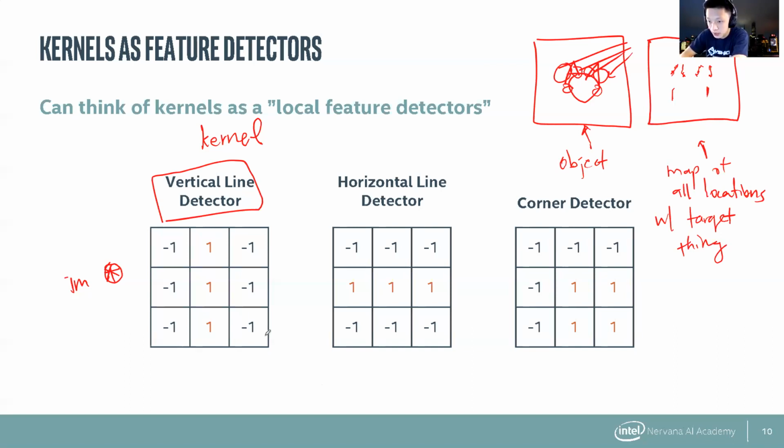If you look at the kernel itself, you might realize that it sort of makes sense. It's got -1s on the sides and 1s in the middle. So intuitively, this might look like a vertical line detector to you. There's also a horizontal line detector. There's a corner detector and all sorts of different things. To really nail this point home, that kernels are very useful for taking out features from images, let's do an example.